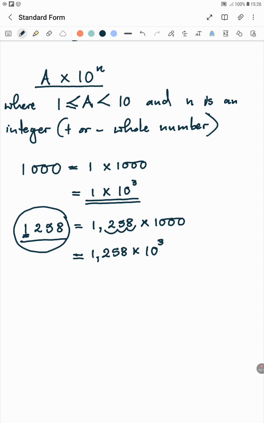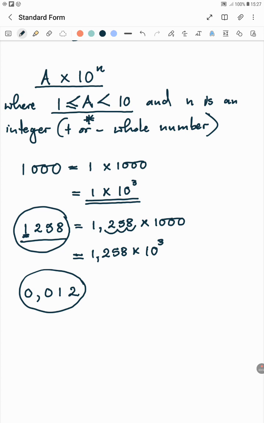Let's say we have another number, 0,012. So we've got 0,012 and we have been asked to express it in standard form. So by definition we said a should be greater or equal to 1. But if you look at this number here, it's a number that is actually less than 1, which means it doesn't fall in this category.